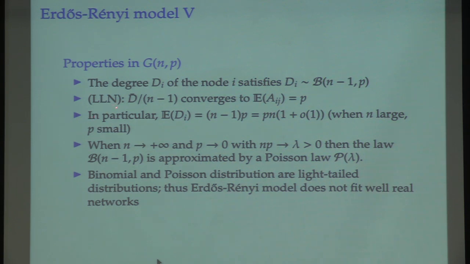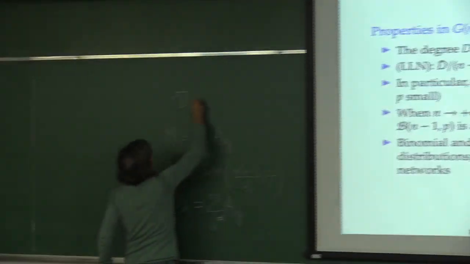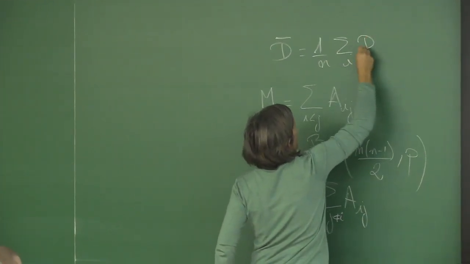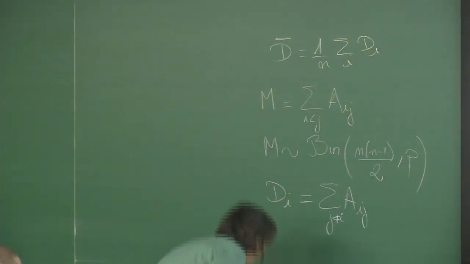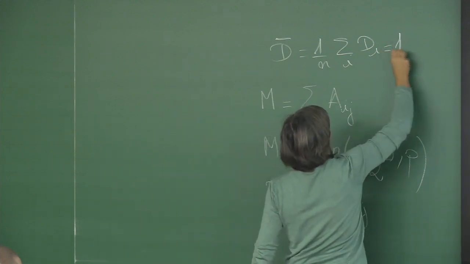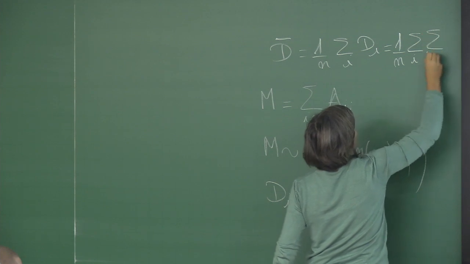And by the law of large numbers, if you take the average value and you divide by n minus 1... okay, d bar, it's not the average, sorry, with that notation it should be simply the sum. Maybe I should change that notation. I will correct that because that's not intuitive. So if d bar is the sum of the d_i, then d bar divided by n minus 1... I'm wrong. So d bar, clearly, is 1 over n, sum over i, sum over j.